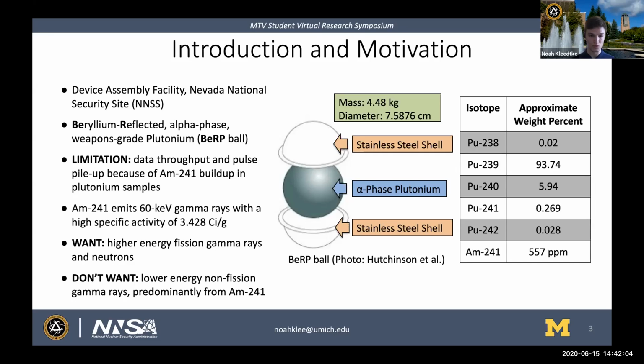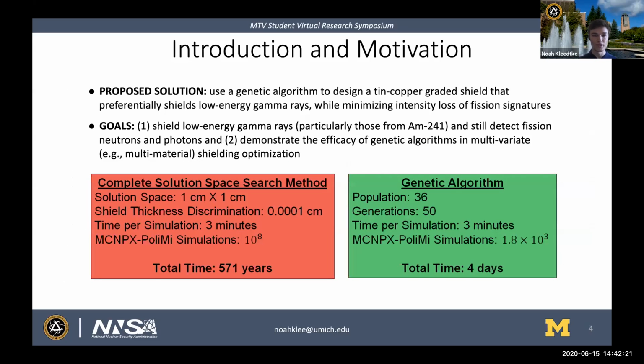So in summary for this work, we needed to somehow shield the lower energy non-fission gamma rays, predominantly from americium-241, while minimizing the intensity loss of the higher energy fission gamma rays and neutrons that we were trying to measure. We came up with a solution of placing tin and copper sheets in front of the detection system. Tin and copper were used because they have very high mass attenuation coefficients for low energy photons. These materials are less effective at shielding higher energy photons.